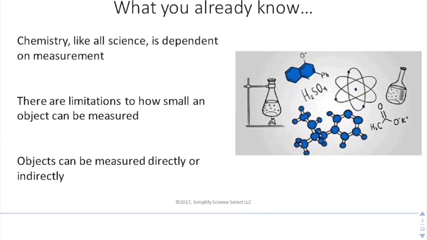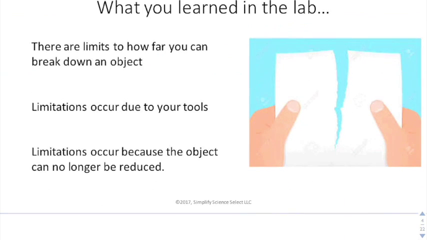So it says chemistry, like all science, is dependent on measurement. That's something that we really focused on in Unit 1. Can you measure it? Can you convert it? Can you graph it? Once you graph it, can you find the relationship between those? There are limitations to how small we can make measurements and how large we can make measurements. So as a result, you can measure objects indirectly if you cannot measure them directly.